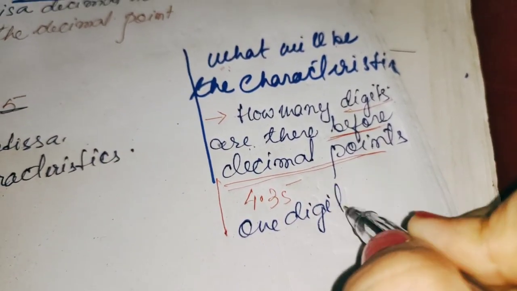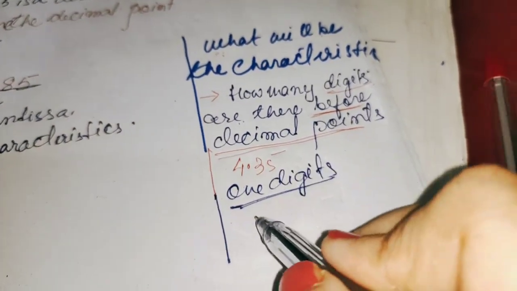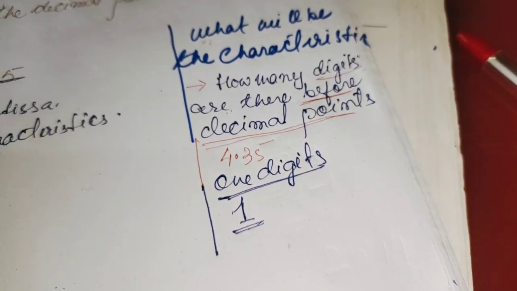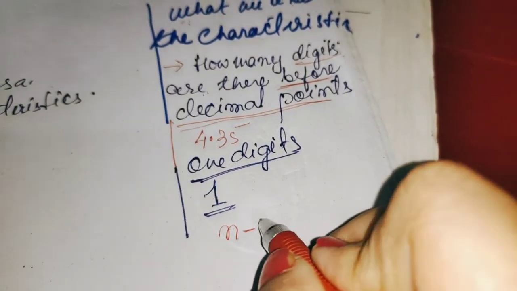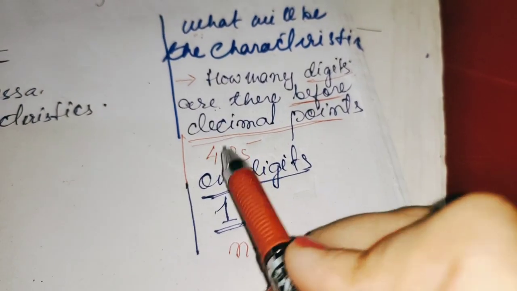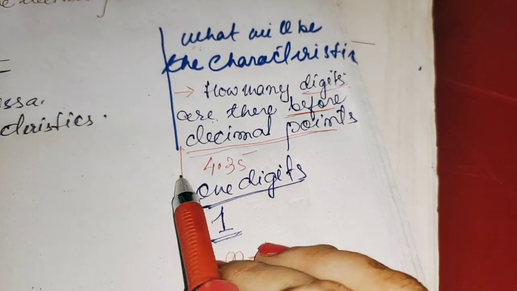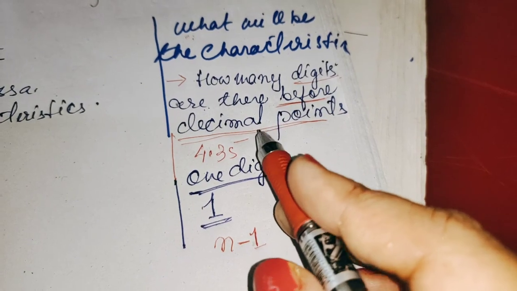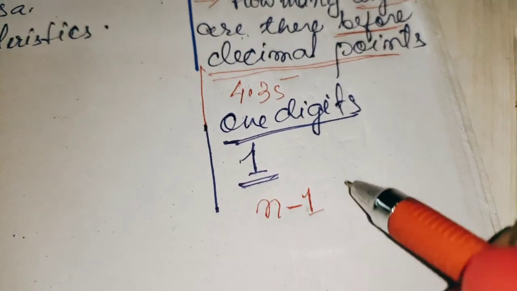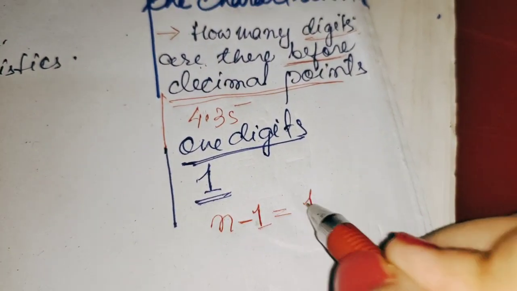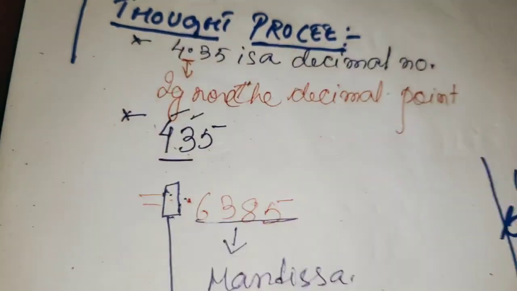Okay, these things you don't have to write down in the copy. I am just writing to make you understand, and that digit is 1. Only one digit. So now according to the rule, we have to subtract 1 from the number of digits present in the integer part, that means before the decimal point, and whatever comes, you will have to put it in this vacant place. In this case we have one digit minus one, so it is 0. So here we will put 0.